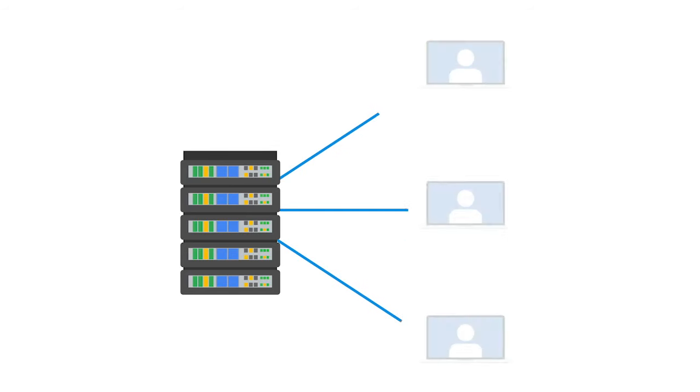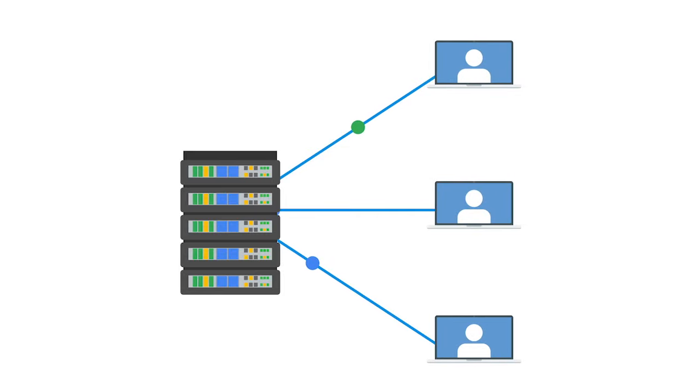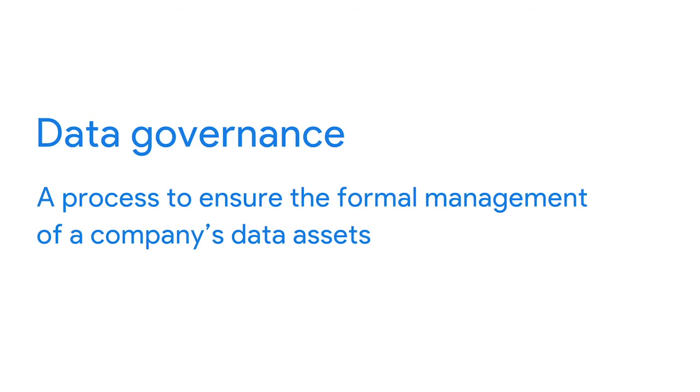First, metadata includes information about where each system is located and where the datasets are located within those systems. Second, the metadata describes how all of the data is connected between the various systems. Another important aspect of metadata is something called data governance. Data governance is a process to ensure the formal management of a company's data assets.